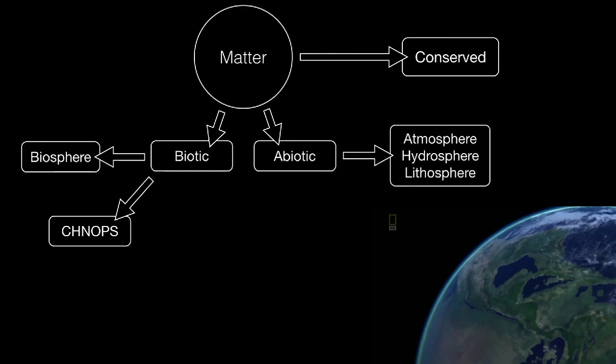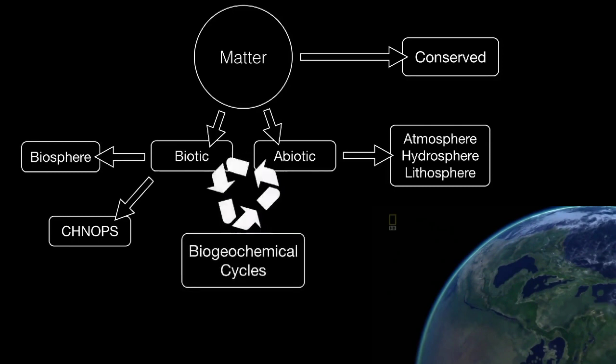If we look at abiotic factors, that is going to be the atmosphere, lithosphere, and hydrosphere. And so these biogeochemical cycles are going to be how the nutrients are moved between the living and non-living. Now, why is it such a long word? Bio, geo, and chemical are the biological, chemical, and geological processes by which the nutrients move around.